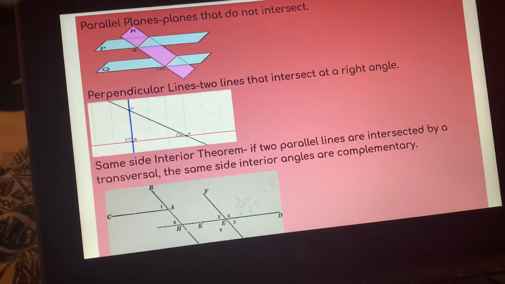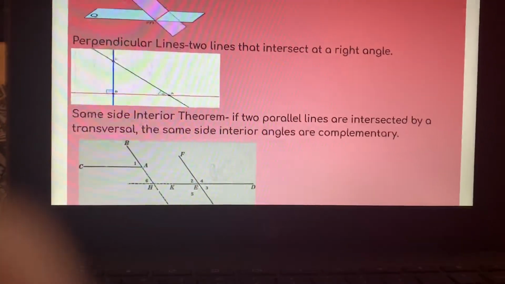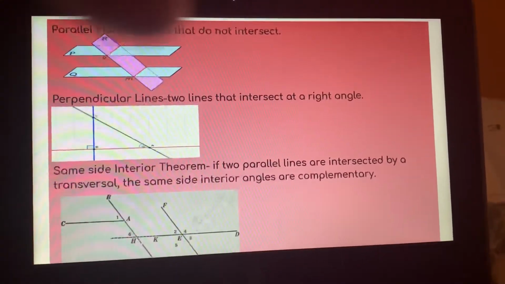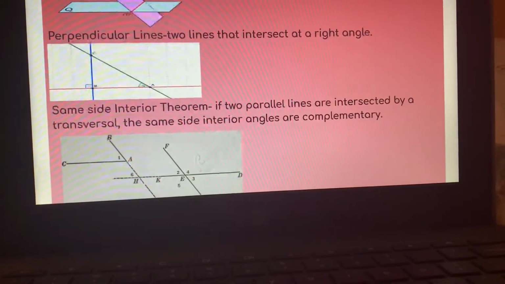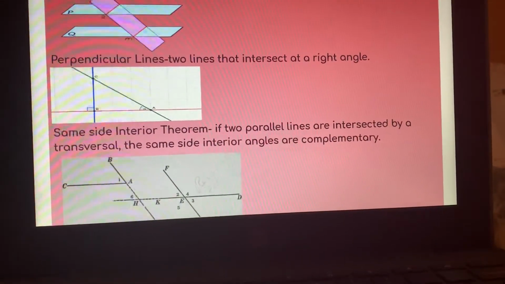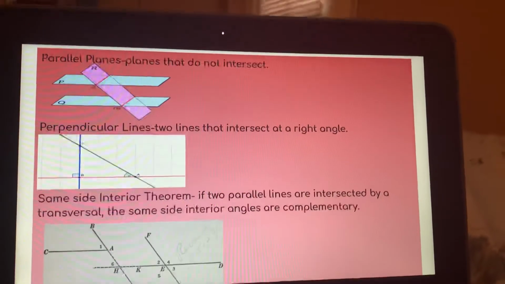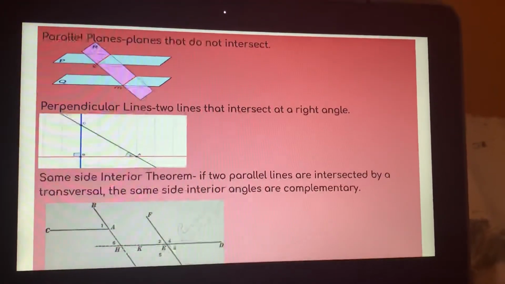Parallel planes. Planes that do not intersect. Perpendicular lines. Two lines that intersect at a right angle. Same side interior theorem. If two parallel lines are intersected by a transversal, the same side interior angles are complementary. And under those are the examples of each term.